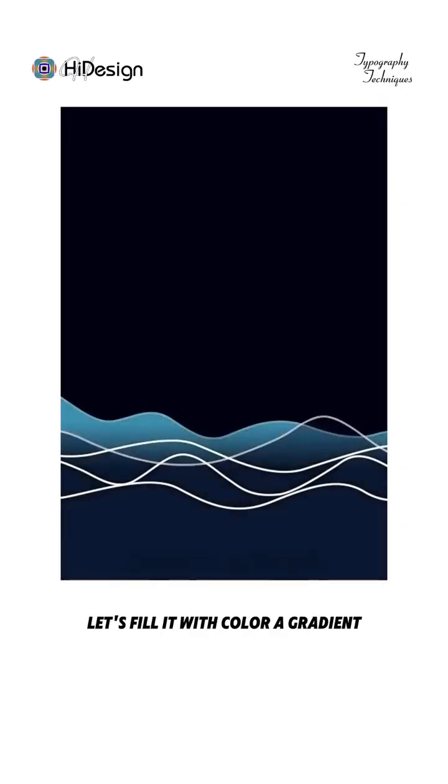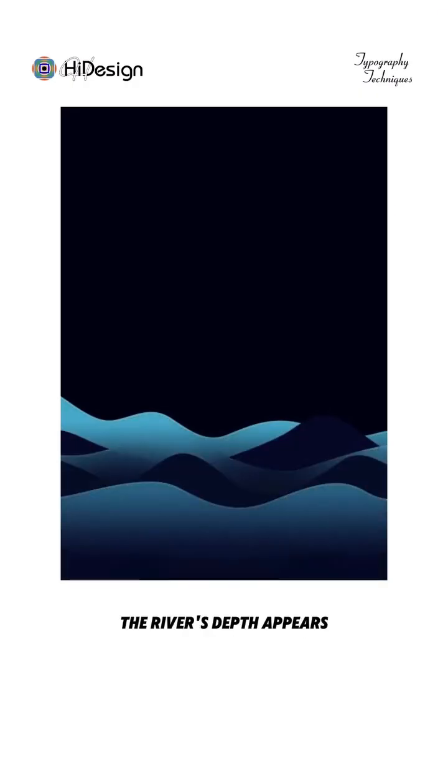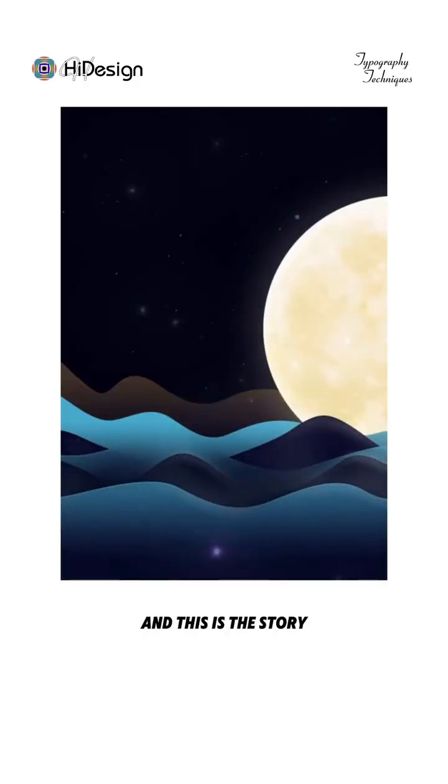Let's fill it with color, a gradient. The river's depth appears. Draw a bright clear moon, and this is the story of the cowherd and the weaver girl meeting at the river bridge. Draw and copy another curve. Add notes, it forms a staff.